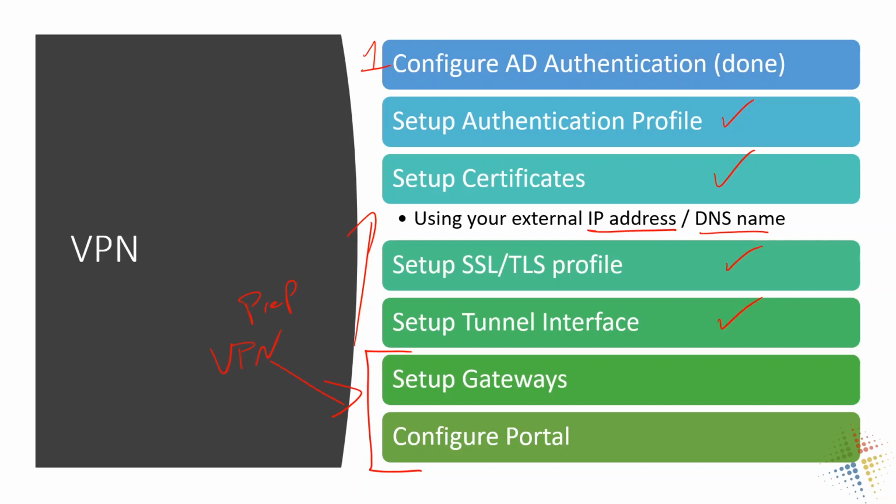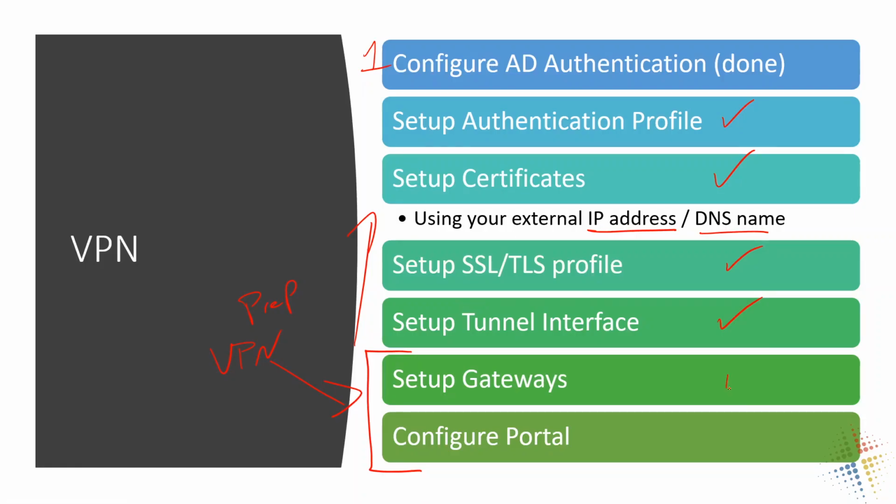All right, so there we go. We've gone through, we've configured Active Directory, we've set up the authentication profile, we've set up our certificates, we've set up our TLS profile, our tunnel interface, we did our gateways, and we did our portal. The very last thing we need to do is test it.